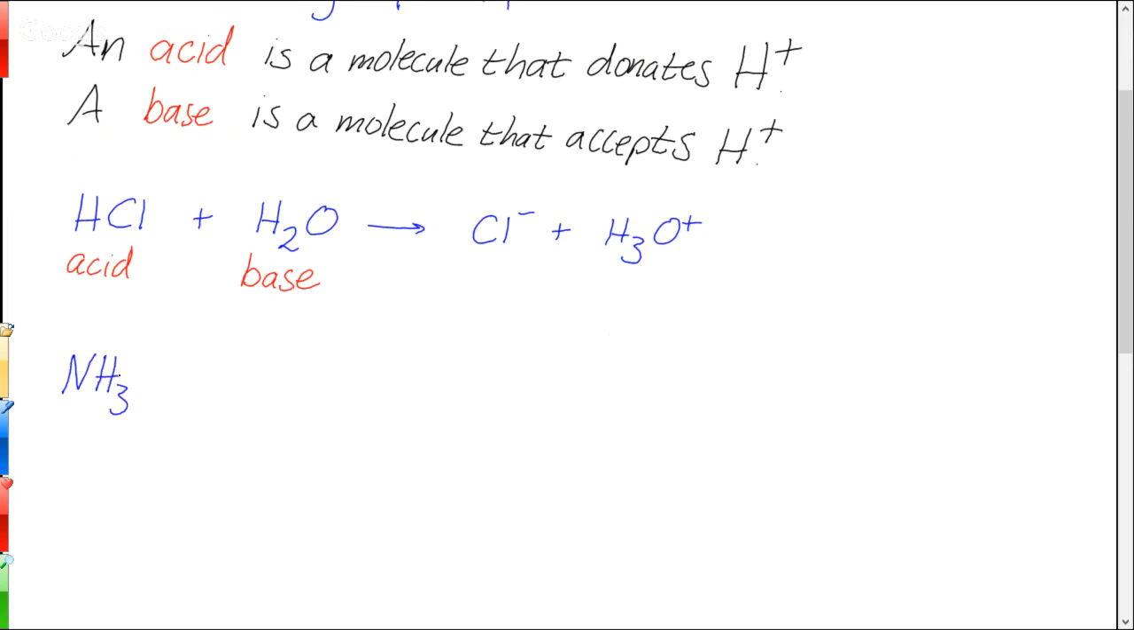This molecule is ammonia, NH3. And we're going to look at what happens when it reacts with water. So when ammonia reacts with water, we get ammonium and hydroxide. So, same question. This reaction works the same way as the one before. There's a hydrogen donator and a hydrogen ion acceptor. Which one is which? Which is the acid in this situation, in the second reaction?